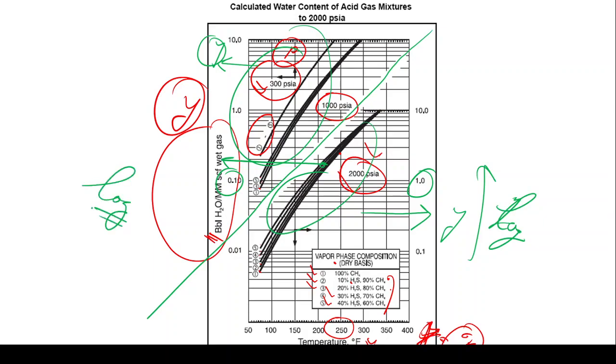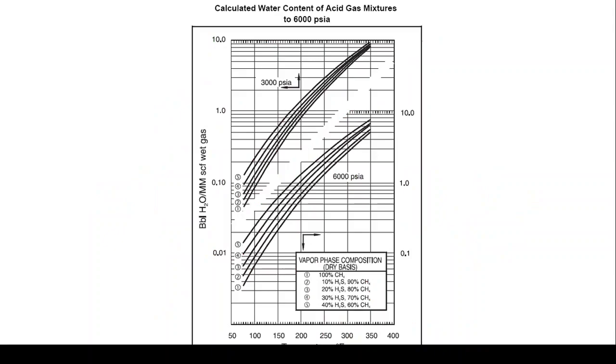So in this way we can find it out. Similarly, you can go for 3000 psi, and you can go for 6000 psi. These are again different graphs, and you can see clearly all these 5 different conditions. So all these conditions are given here. This is the y-axis for this value, and this is the y-axis for this value, and you can find out the water content.